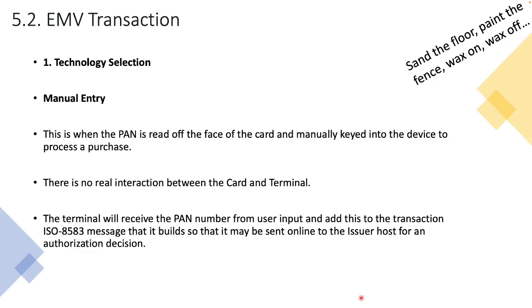As the terminal builds an ISO 8583 message, it will add the PAN number into field 2, and then it may be sent online for decision, or it may be approved offline depending on the circumstances of the transaction. And obviously, this is not very safe, because it's easy to do this without a physical card there. It's easy to just copy someone's card number and punch it in and complete the purchase in that way.